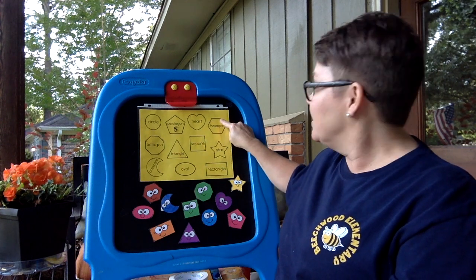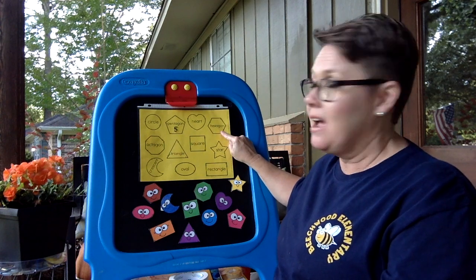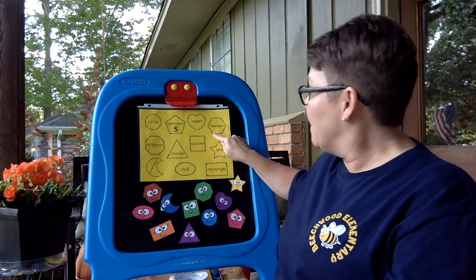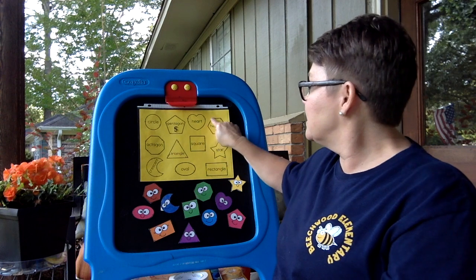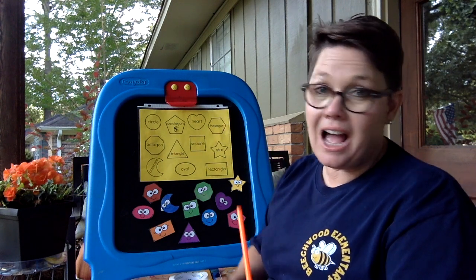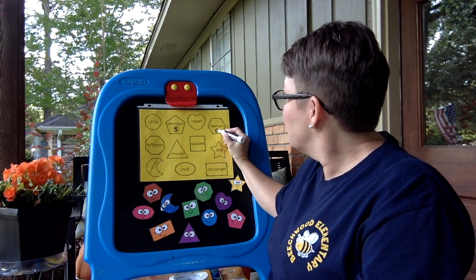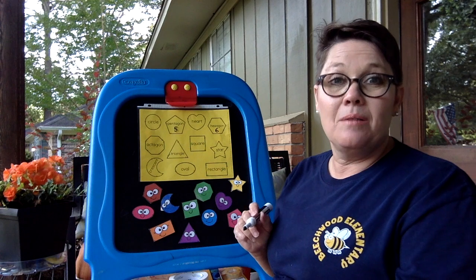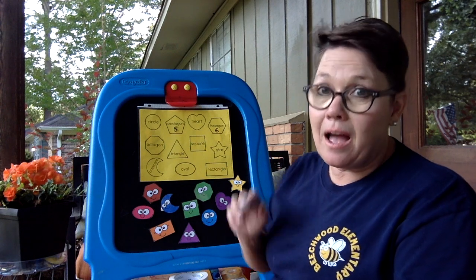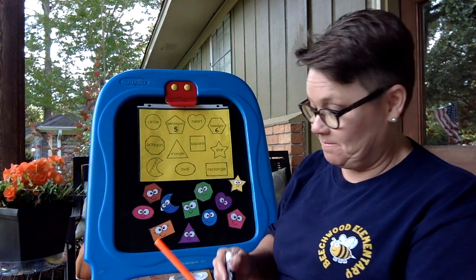One, two, three, four, five, six. So the hexagon has six sides. Six sides. So I'm going to write the number six right on the inside because the hexagon has how many sides? That's right, six sides.